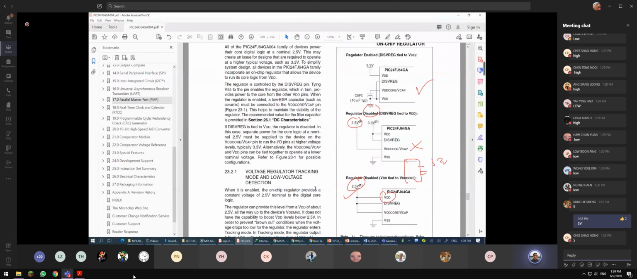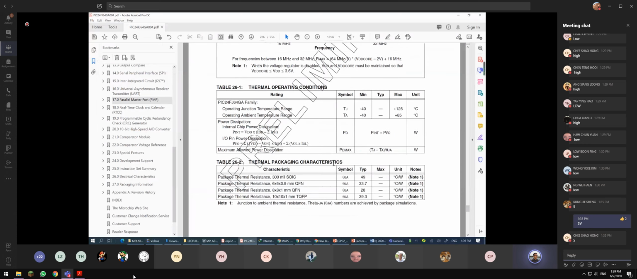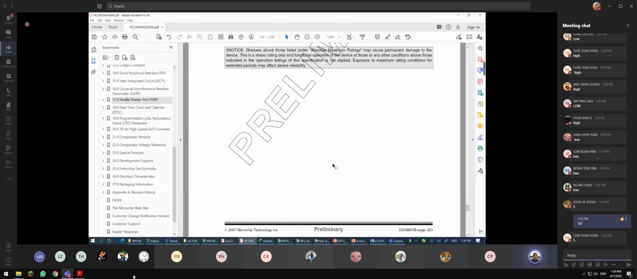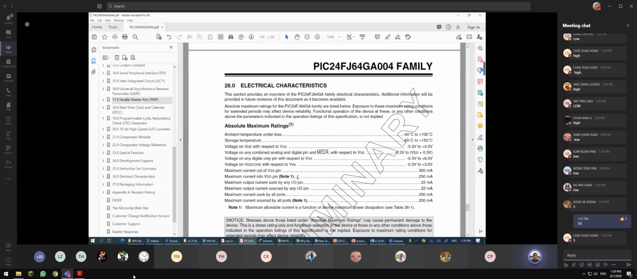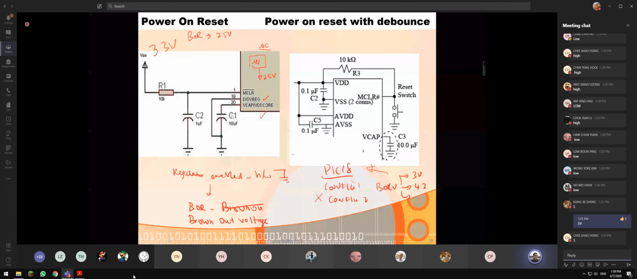When you do any connection, section 26.1, the DC characteristics, is very important. This is the VDD core. It shows you where the best operating voltage is. So class, remember, this is very important. We'll come back to this later in future. So this is the connection.